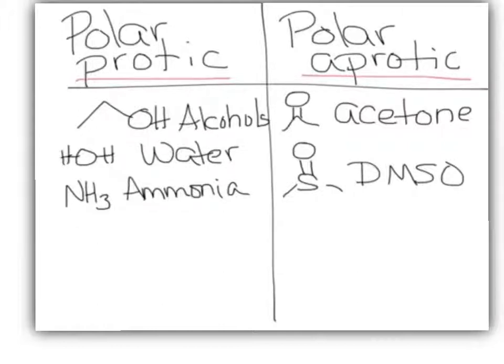Polar aprotic solvents are not as polar. They're polar enough to dissolve the nucleophile and substrate, but not to participate in hydrogen bonding. These are things like acetone and DMSO. Polar protic solvents with a strong nucleophile will result in SN1 reactions. Polar aprotic solvents with a strong nucleophile will result in SN2 reactions.